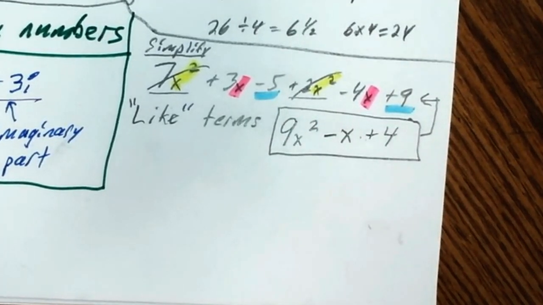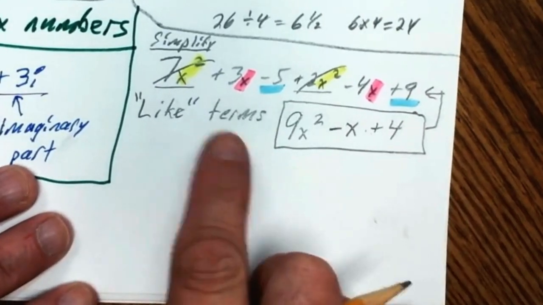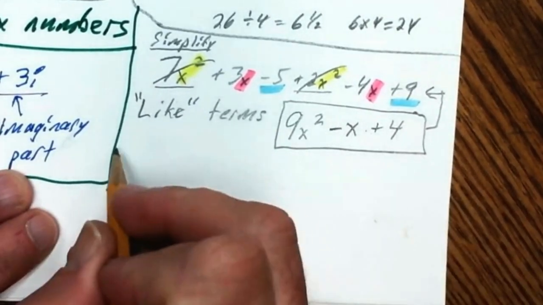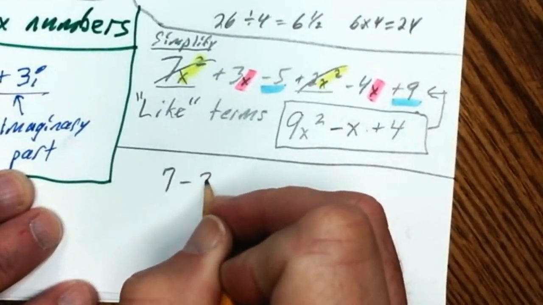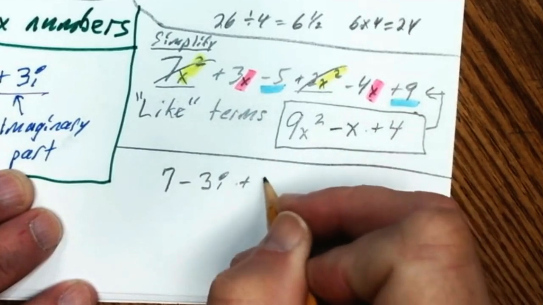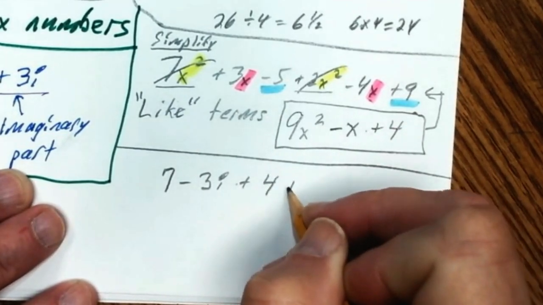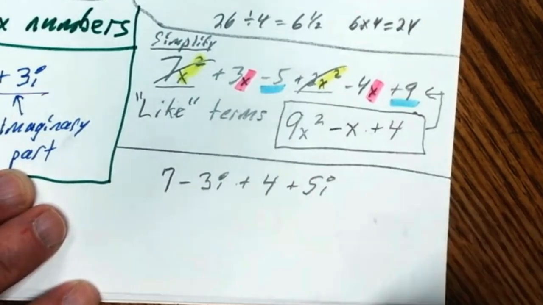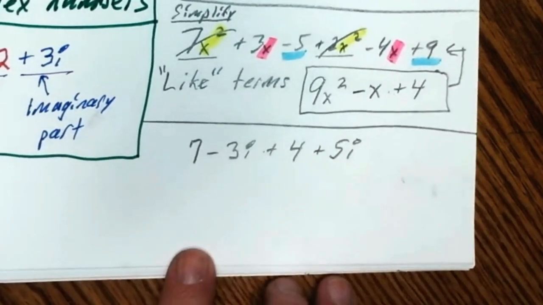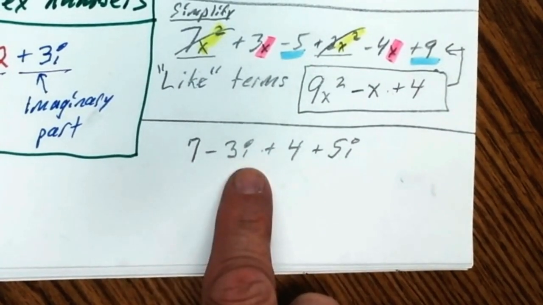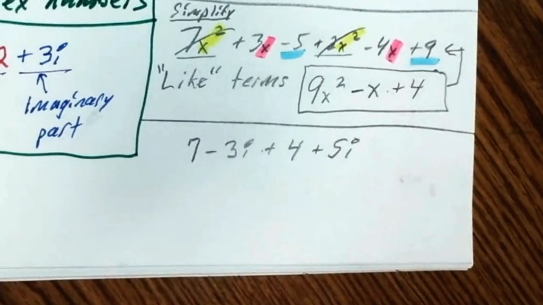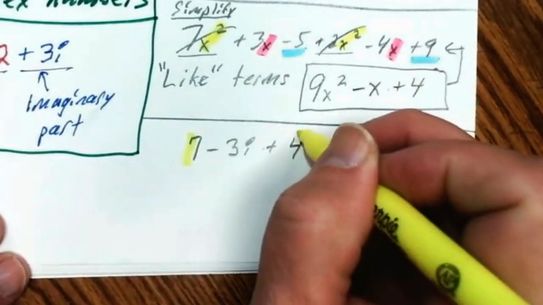That's going to be important because when we have like terms with complex numbers, let's say I've got 7 minus 3i plus 4 plus 5i. Real numbers don't get along with fake numbers. They're like, dude, you're not even real. Don't hang out with me. Real numbers like to hang out with real numbers.